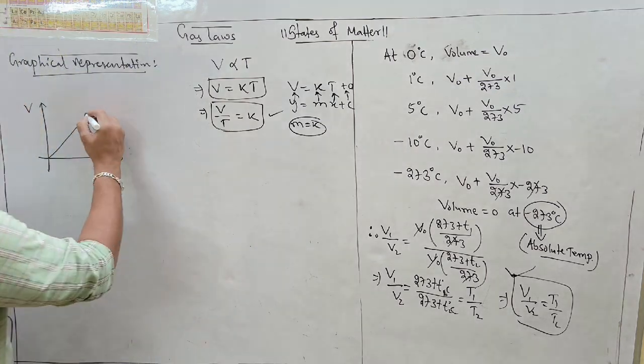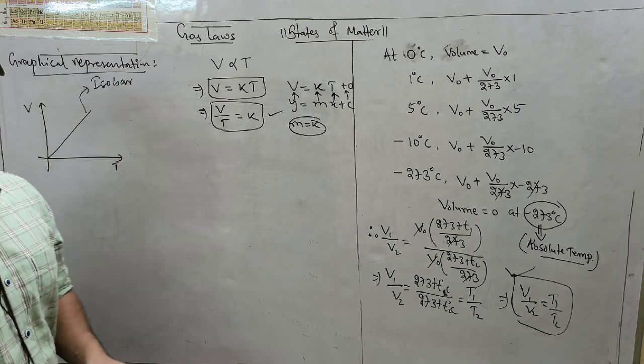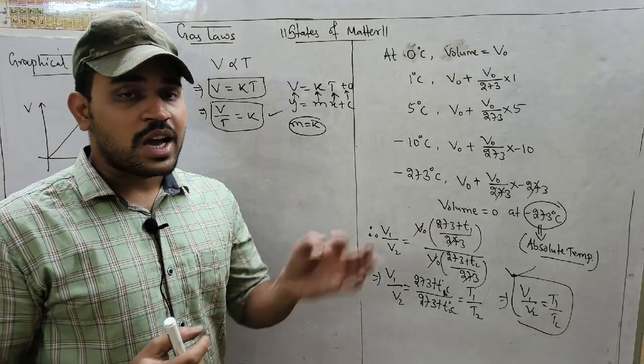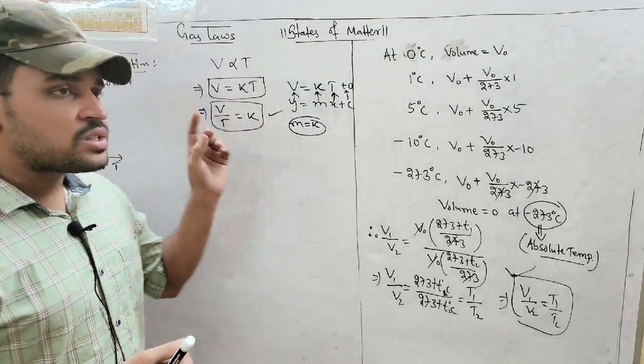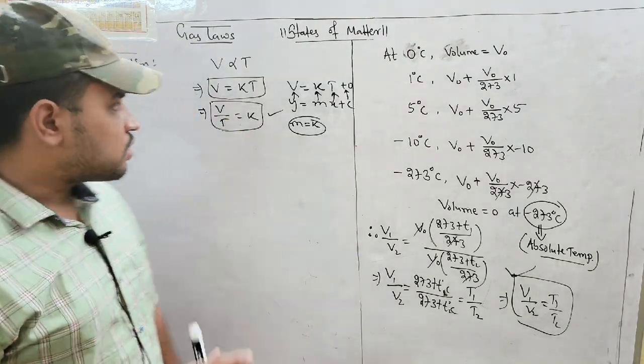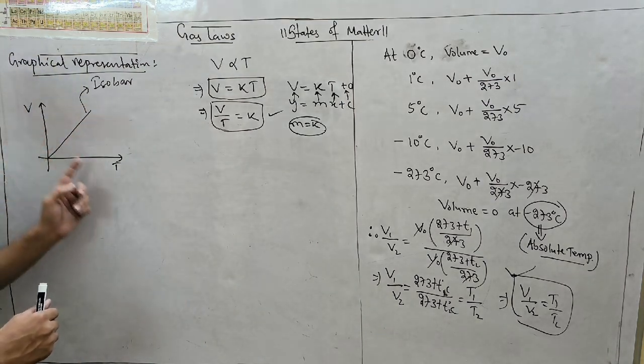So this is what is called an isobar. Isotherms are where temperature is remaining constant. In the case of isobars, pressure is remaining constant. Is it clear? So this is about isobars. So the graph is drawn between volume and temperature.